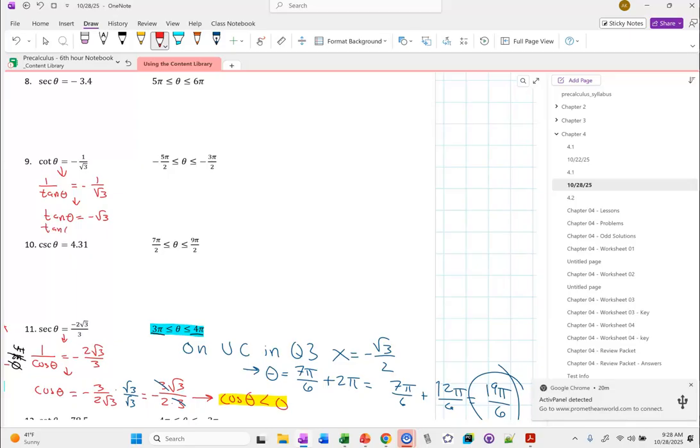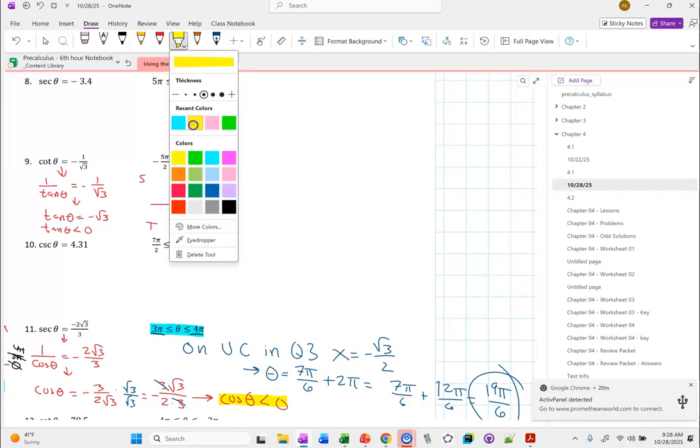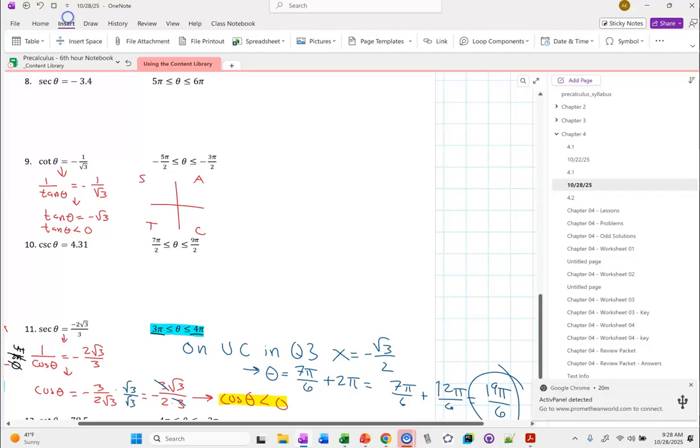So we know that tangent here is negative. So what quadrants is tangent negative in? S and C.